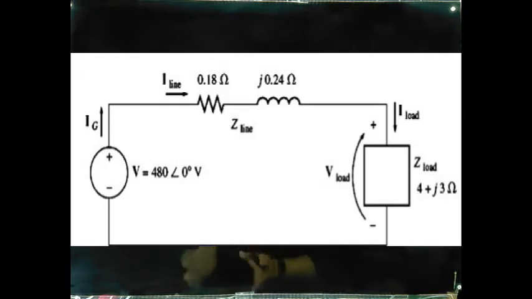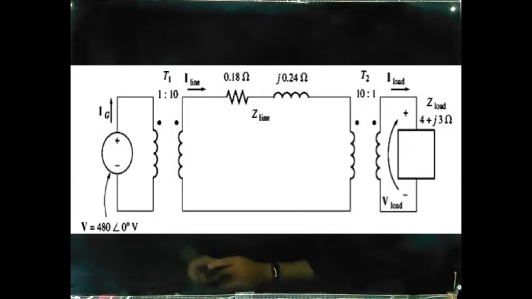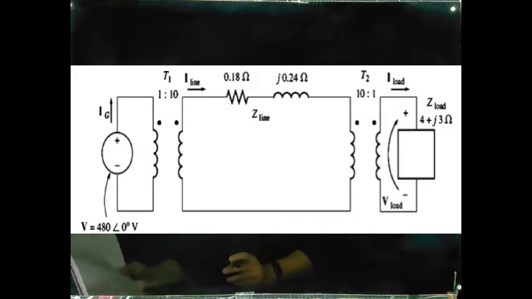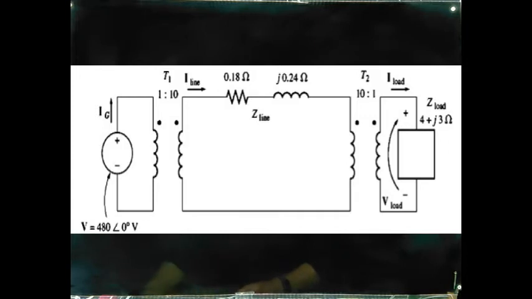Fine. So in your first circuit, no transformers are attached. You have to find out the voltage at the load and also the losses in this circuit. And second time, a transformer is connected at both the source side as well as the load side. And now we need to find out what will be the losses and the voltage in this circuit. Fine. So part A.